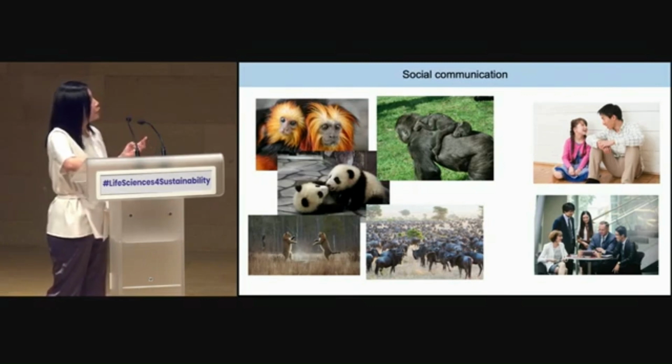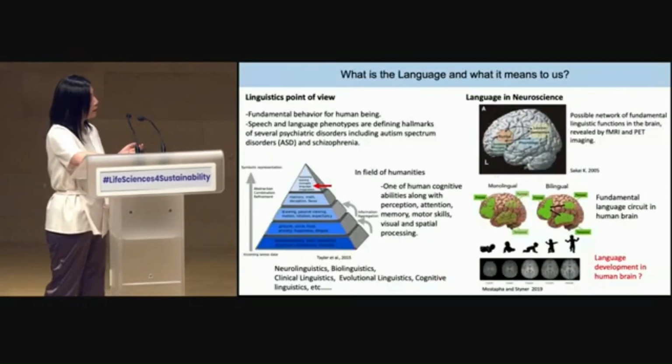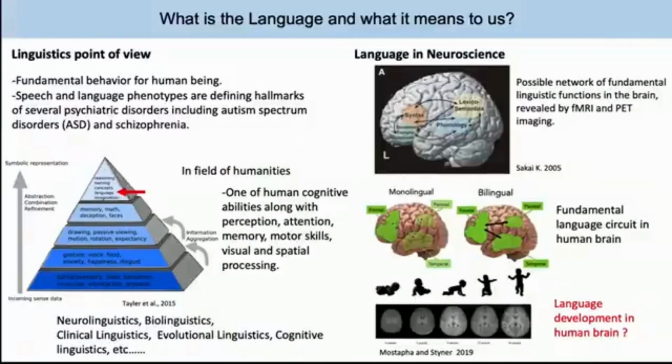But what is so different for humans is that we use language to understand each other for social communication. And you already know how much language means to us, because it provides a lot of information and helps us understand each other. So what does language mean to us, and what exactly is it? It is a big question, I think.